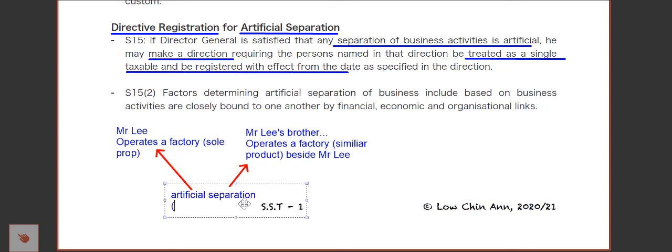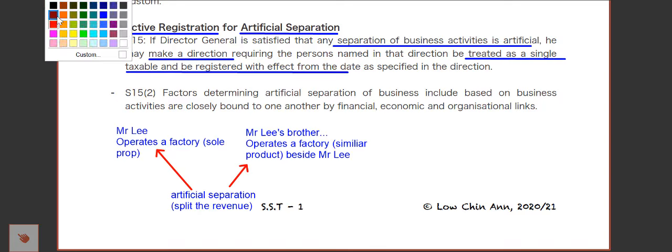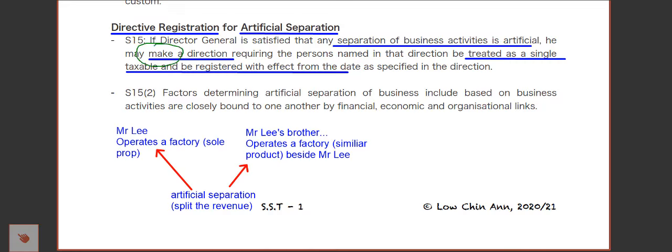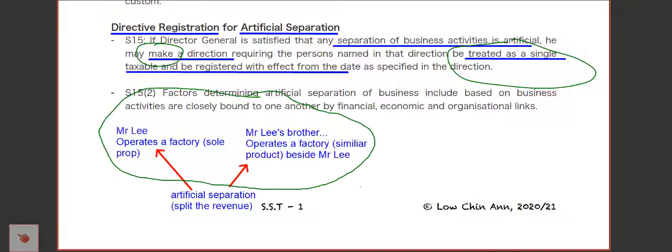What is the whole idea? So that you can split the revenue. And by splitting the revenue effectively, you can avoid being registered for sales tax purposes. Now, when this is detected, the Director General may serve a direction and treat you as a single person and ask you to be registered. So they will combine this and say, I will treat you as the same entity and please register yourself.